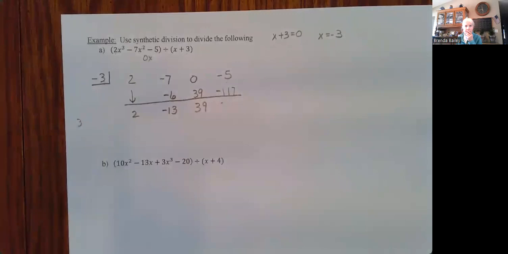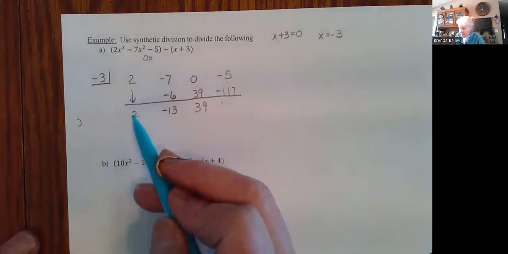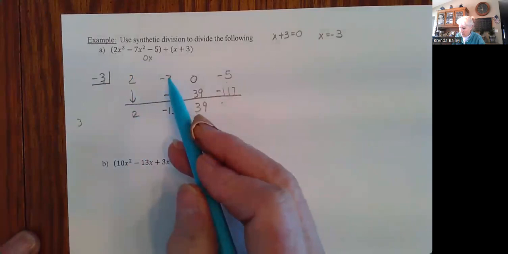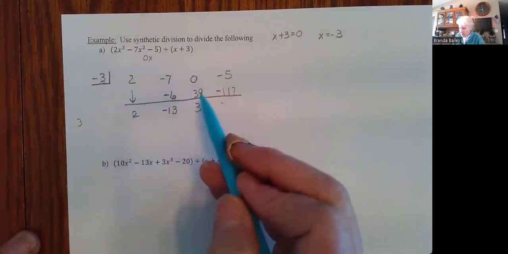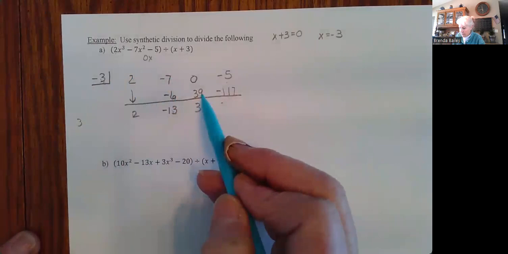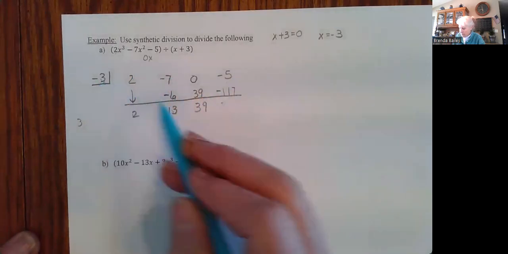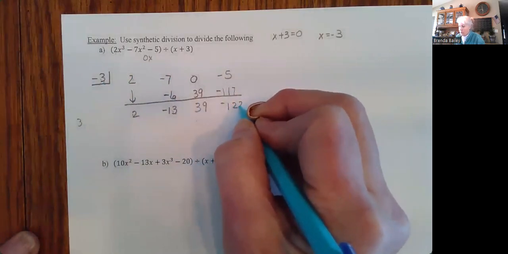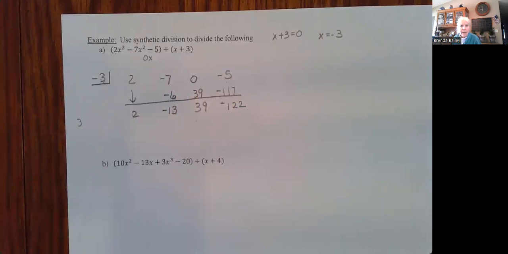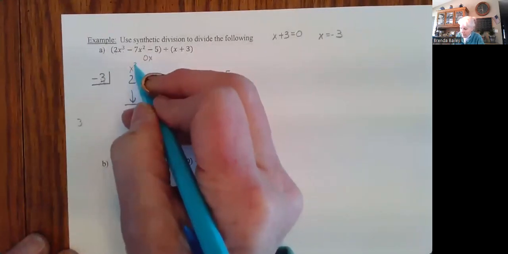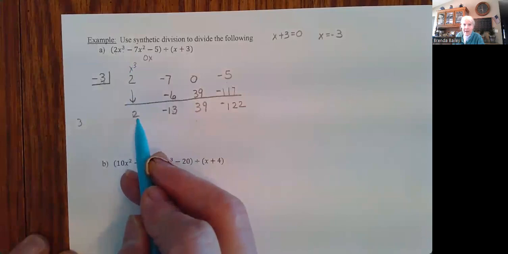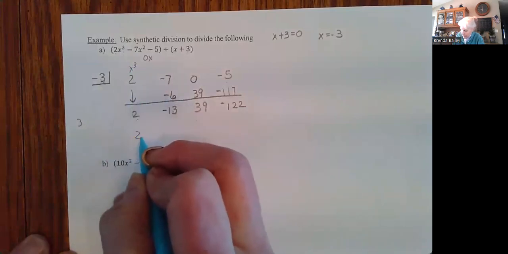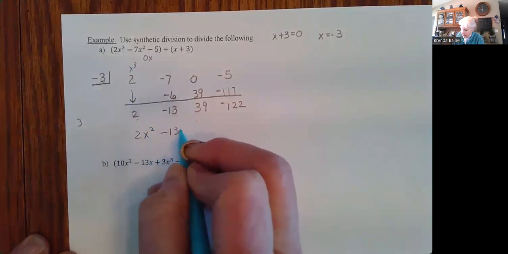Okay. So again, you bring down the first, multiply, add, multiply, okay, and you get positive 39, add, multiply, and now you add. So we come up with negative 122. That's quite the remainder. All righty. So here you can write your answer. We started with an x cubed. That means that's the coefficient for the x squared. Minus 13x, and then you just go down.